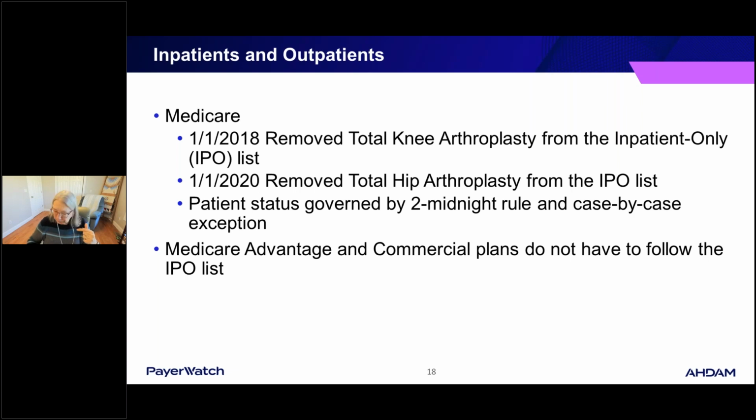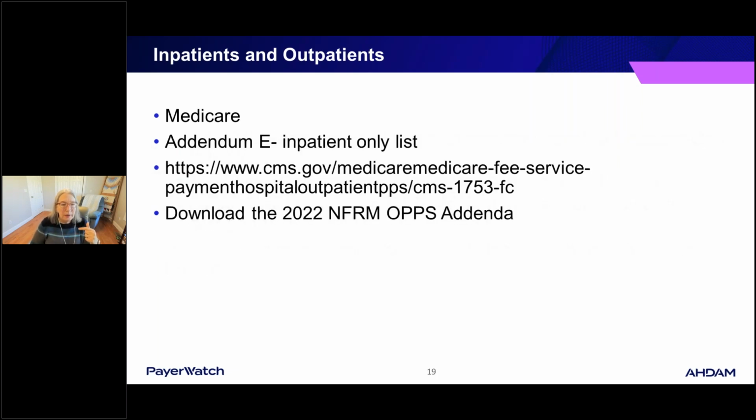Okay, so having said that, if you want to find the inpatient-only list, it's called Addendum E, and I do have the URL, the link where you can go and find that. It gets updated every year. They usually post it, I think, at the beginning of October, because that's the start of their fiscal year. So it comes out around October or November. They just posted the 2023 one. This is where you can download the 2022, but I think the 2023 one is on that. You can find it from that link as well.